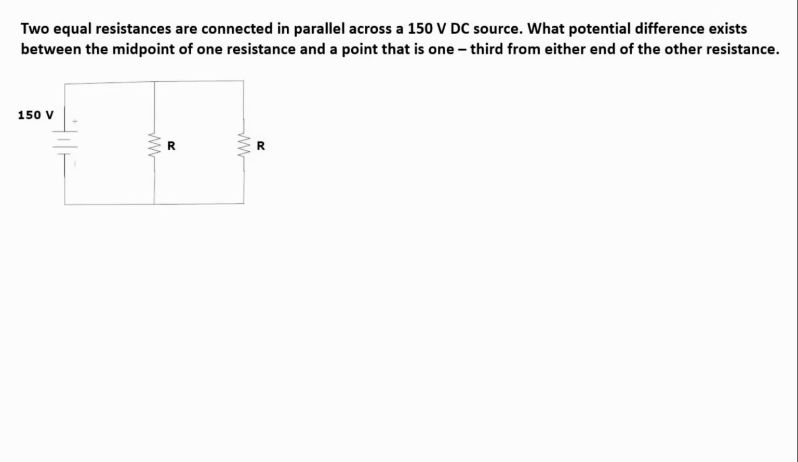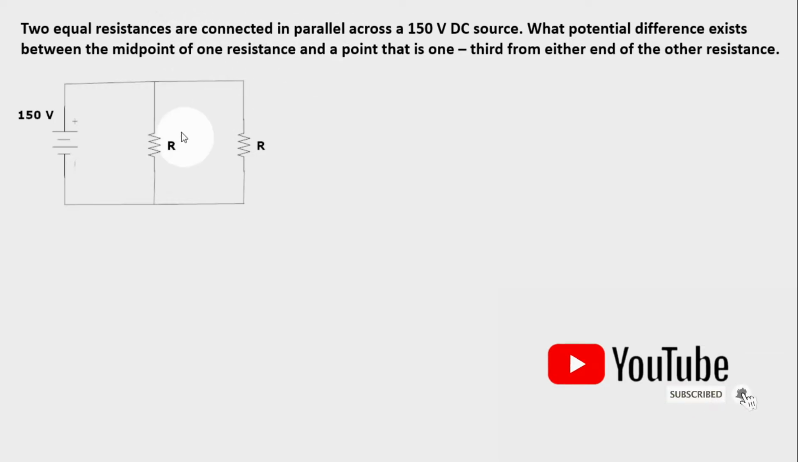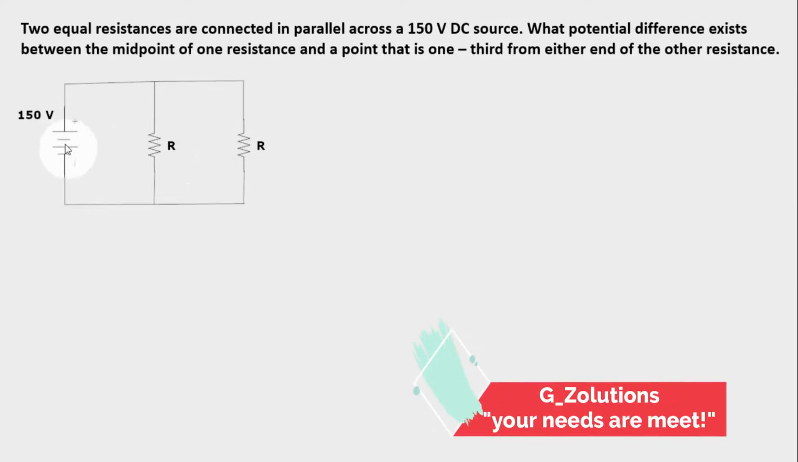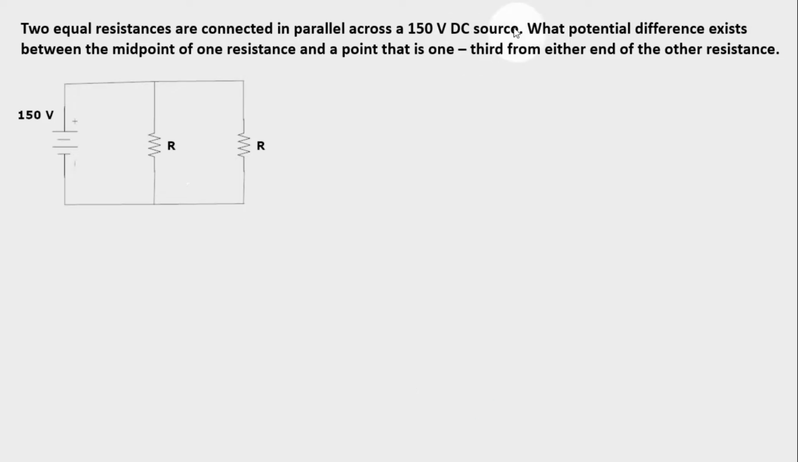Today we are to solve this given problem that there are two equal resistances connected in parallel. It is reflected here that R and R are two resistances in parallel across a 150 volt direct current source. So this is also the direct current voltage source, and you are tasked to get the potential difference if you have to consider the midpoint of one of the resistances, for instance this branch.